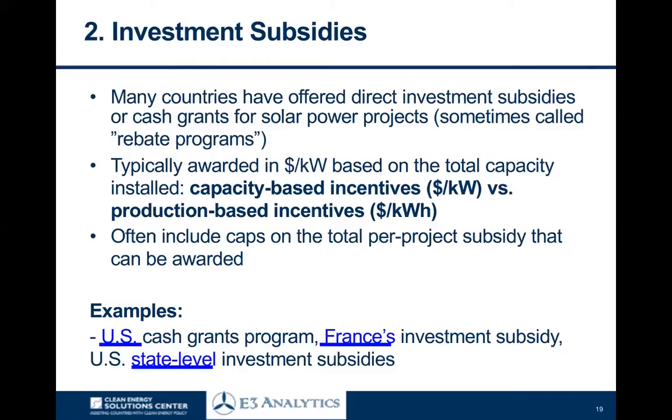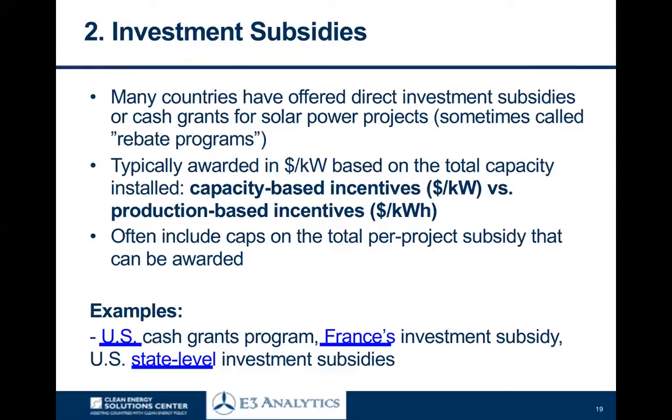So you can get, let's say, $1,000 per kilowatt installed up to a maximum of $4,000 of subsidy, for instance. So in that sense, you make the technology more affordable, you make it easier for people to afford the upfront cost, and you can encourage wider adoption.